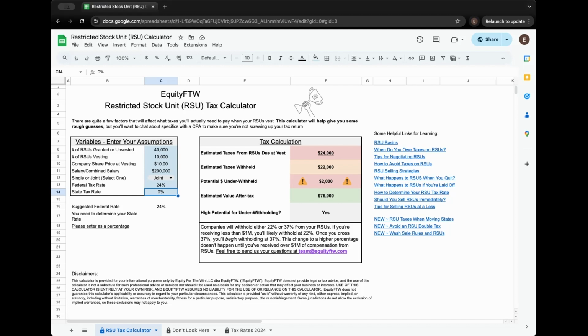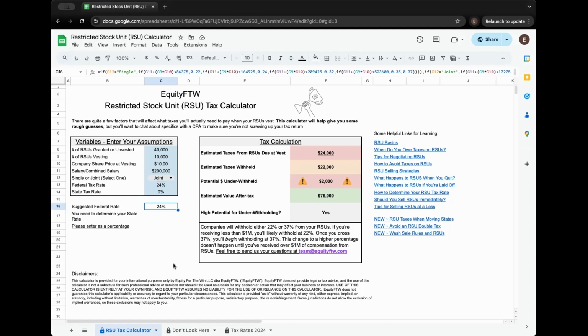I'm based here in San Jose, California, and so for a lot of people this is 13.3, or even sometimes even more than that, 14.3. But yeah, all of these are entered by you, and then it will calculate things on the right.